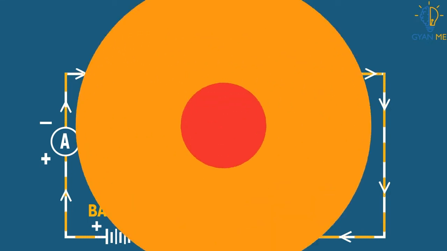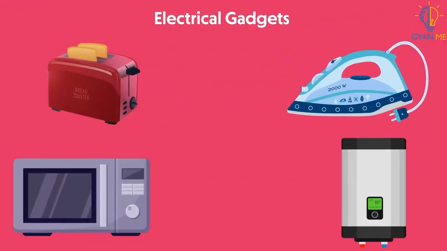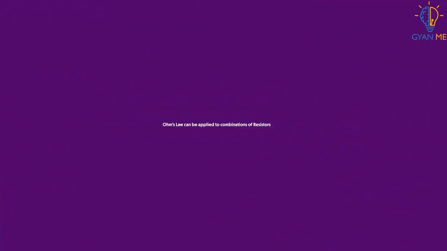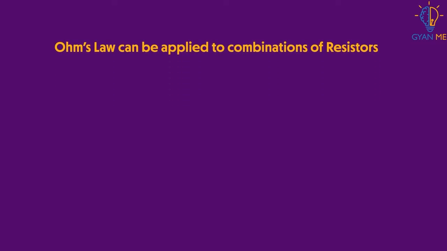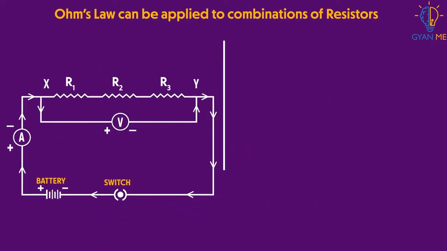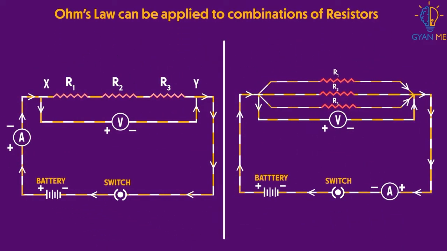Ohm's law. In various electrical gadgets, we often use resistors in various combinations. We now, therefore, intend to see how Ohm's law can be applied to combinations of resistors, or in other words, how to calculate the total resistance of resistors joined in different combinations.